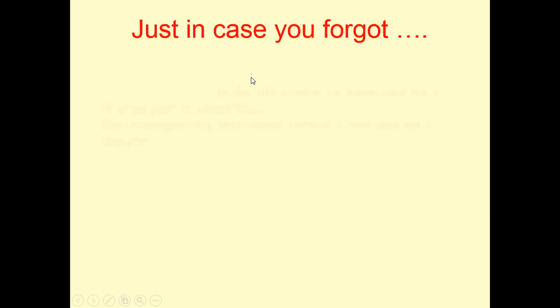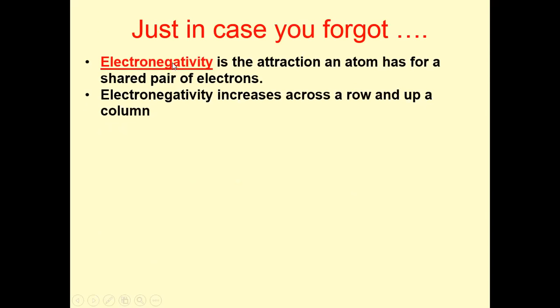Just in case you forgot, what is electronegativity? It is the attraction an atom has for a shared pair of electrons. Electronegativity increases across a row and up a column.